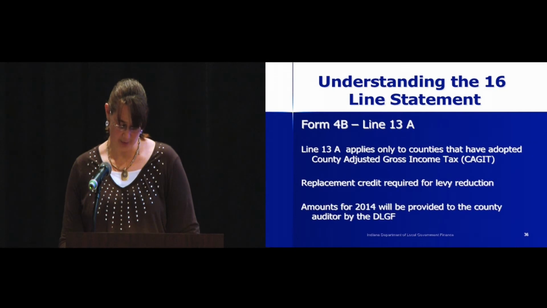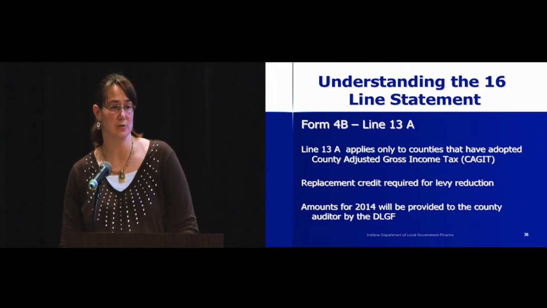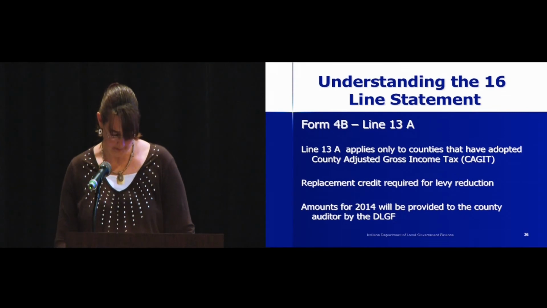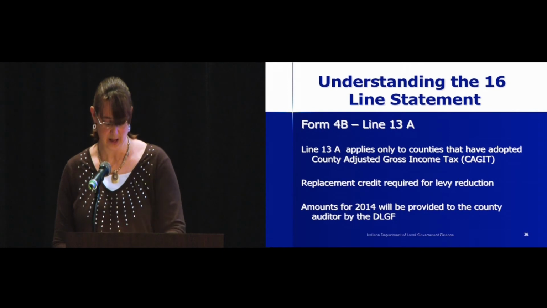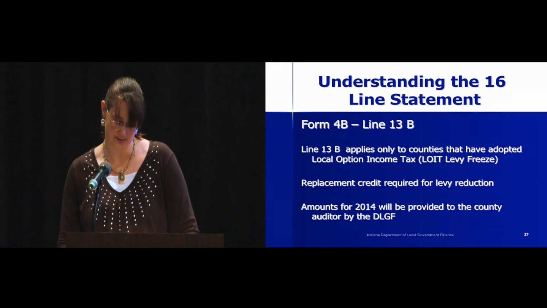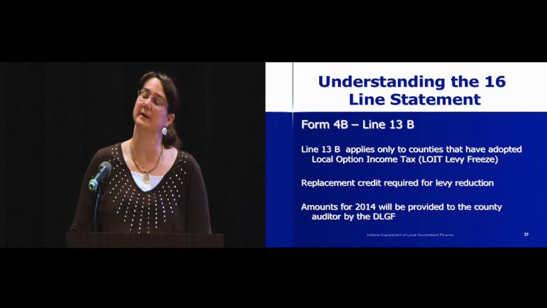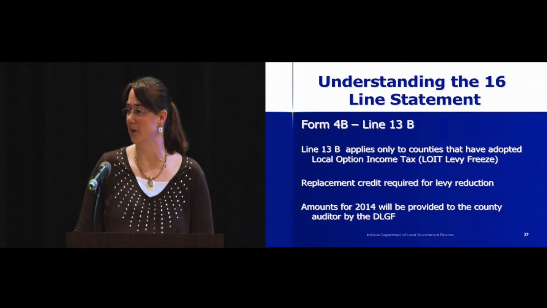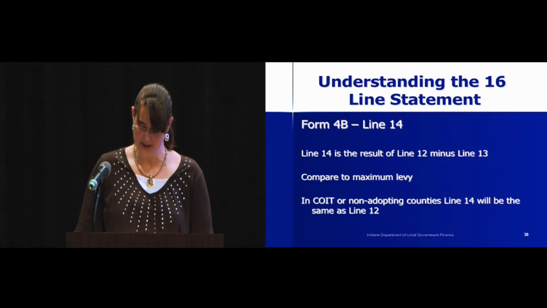Line 13A applies to the counties that have adopted the CAGIT, the replacement credit, to reduce the property tax levy. The amount for 2014 will be forthcoming from our office. Line 13B only applies to those with LOIT. Also, a property tax credit required for levy reduction. Again, these figures will be coming from our office. Line 14 is the result of line 12 minus 13.